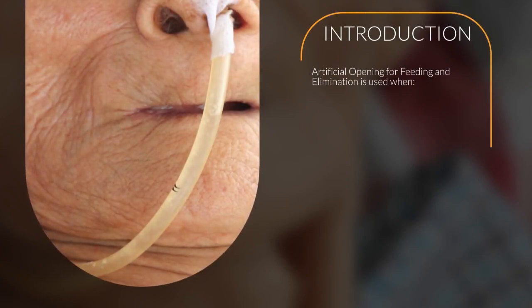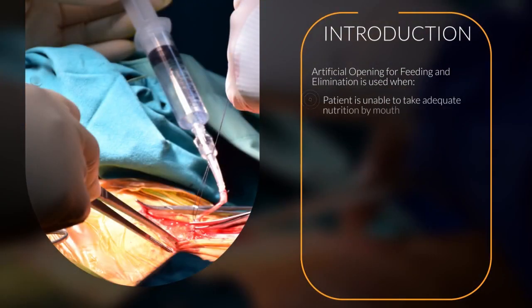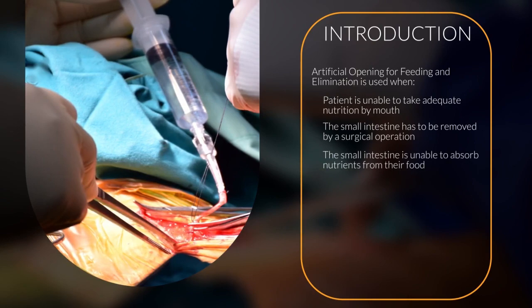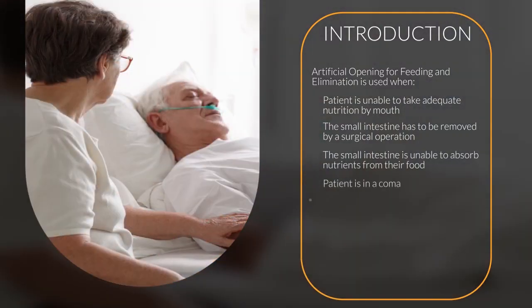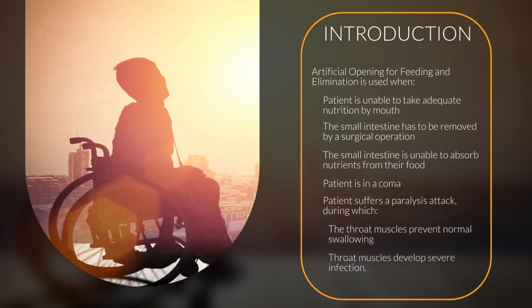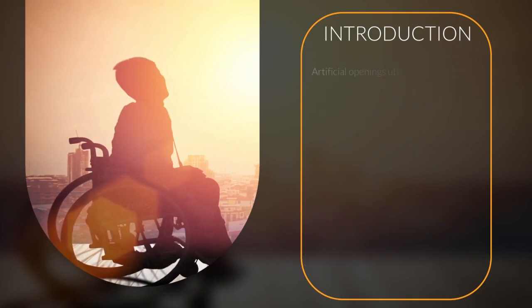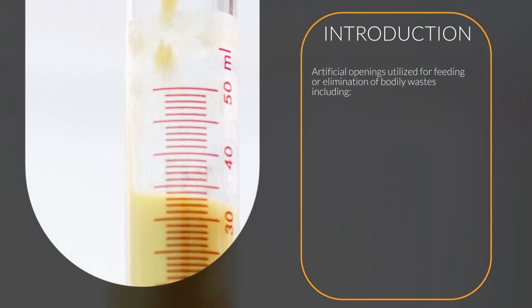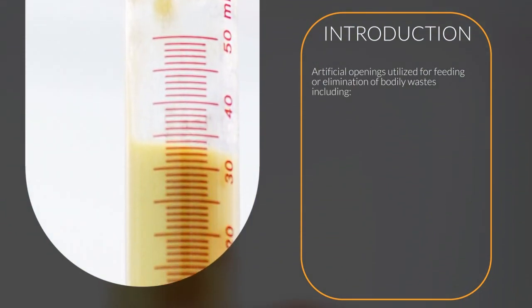Artificial opening for feeding and elimination is used when patients are unable to take adequate nutrition by mouth, or if the small intestine has to be removed by a surgical operation and is unable to absorb nutrients from their food. Artificial feeding may be required when the patient is in a coma, suffers a paralysis attack during which the throat muscles prevent normal swallowing, or develops a severe infection. Similarly, artificial tubes for elimination are also used for restricted body movements caused by coma and paralysis.